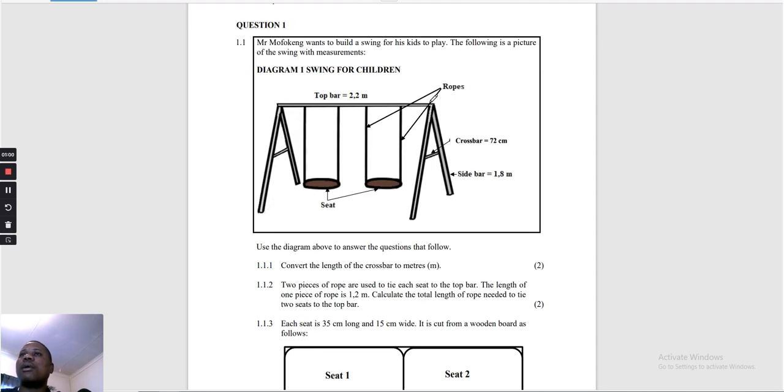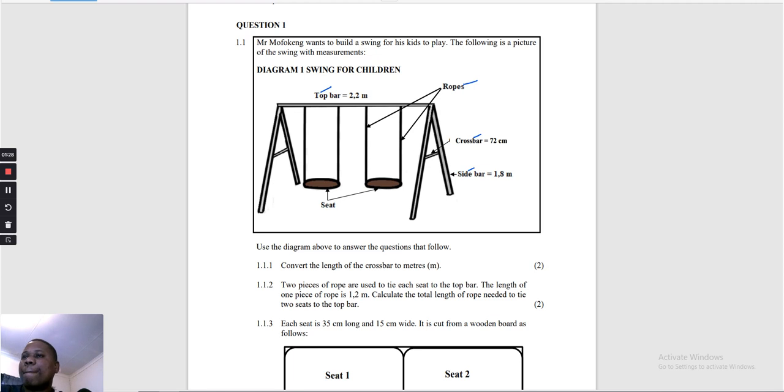Question number 1. Mr. Mofokeng wants to build a swing for his kids to play. The following is a picture of the swing with measurements. We can see the top bar, we can see the ropes, crossbar, and then the sidebar. So the sidebar, they are 1, 2, 3, 4, crossbar 1, the top bar 1.